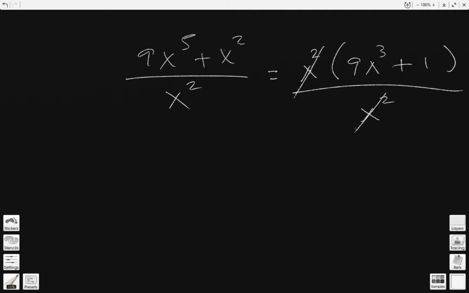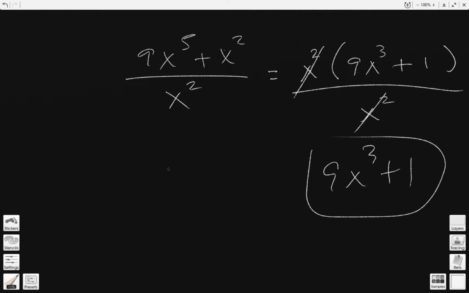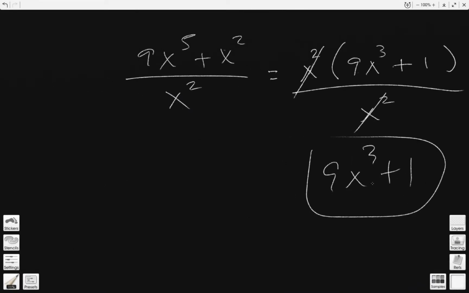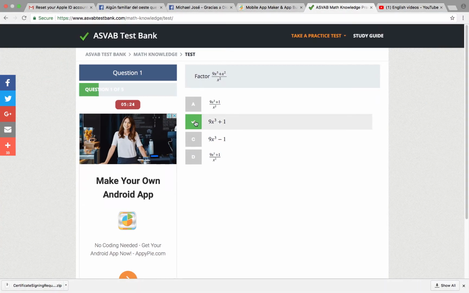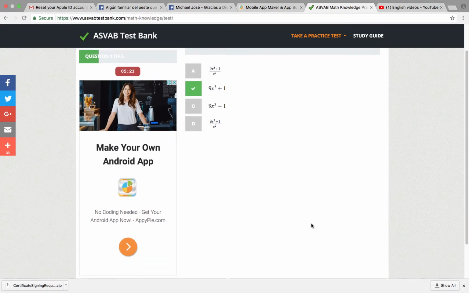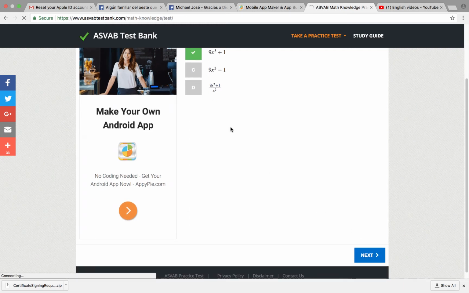These two cancel, and then your answer would be this. If you didn't understand it, not very common in the ASVAB. 9x3 plus 1. I don't think this is very common. Yes, you have to know distributive property, but not the way they asked it.